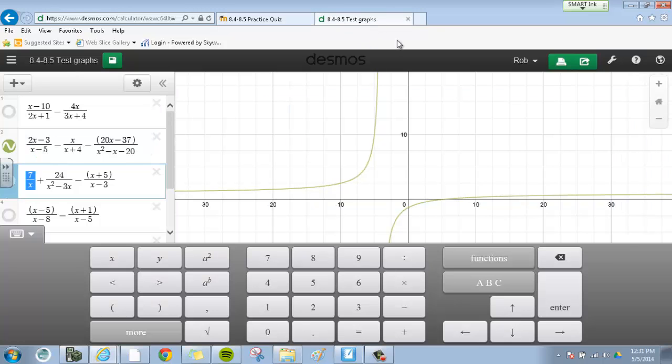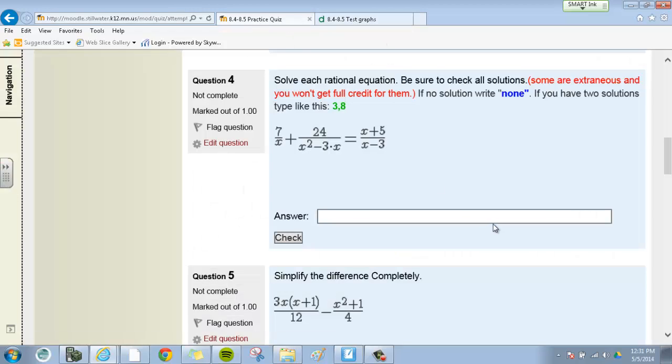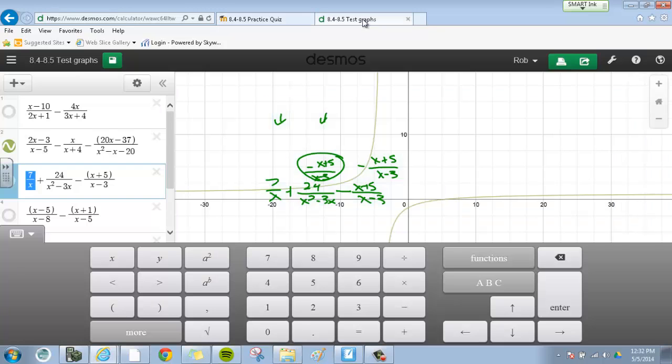Here, let's not do the algebraic manipulation. Let's just see if we can answer this using Desmos. So I got this thing graphed here. Remember, the key thing for graphing this is we're going to subtract (x plus 5) over (x minus 3) from both sides. When we do that, what you have is 7 over x, that's from here, plus 24 over (x squared minus 3x), that's from here, minus this, (x plus 5) over (x minus 3).